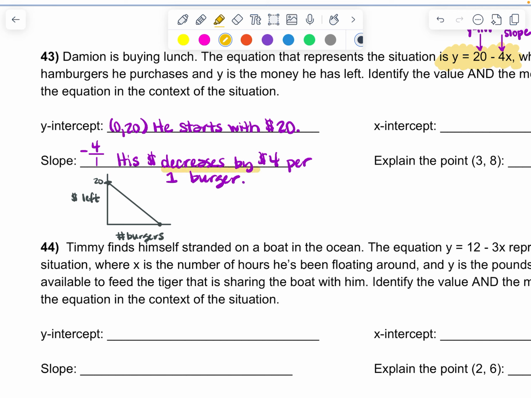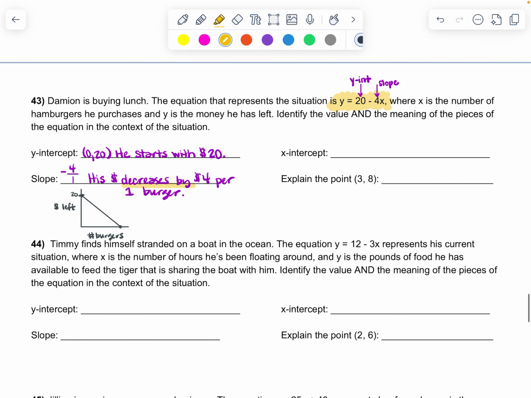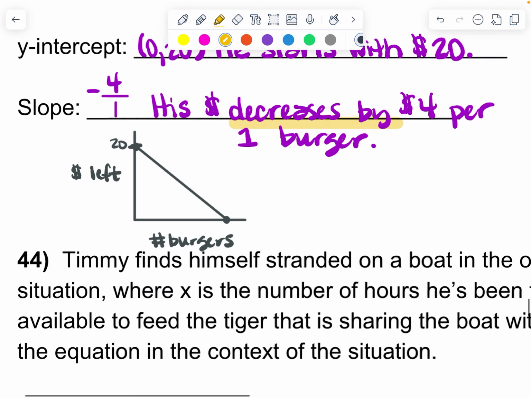I really want the phrase "decreases by" or something similar. You have to describe the negative. Please do not just say that the hamburgers cost $4 a piece. That is true, but you are not telling me whether the line is increasing or decreasing by just telling me that the burgers are $4 a piece. Maybe he is spending money? If the y was money spent, then my line would be increasing at $4 a burger. But now we're talking about money left, so we have to make sure that we're decreasing our money by $4 per burger. Super important.